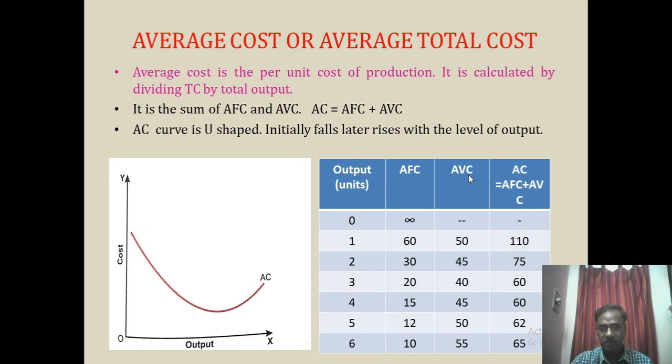AFC is there, AVC is there. If we add AFC and AVC, we will get AC. 60 plus 50, 110. 45 plus 30, 75. 40 plus 20, 60. AC also, you see, first it decreases 110, 75, 60, then it reaches a minimum, then afterwards it increases. Right? So AC is also U-shaped.